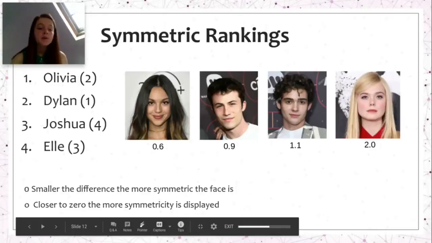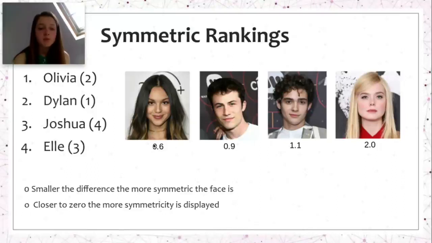After I calculated the differences for each of the faces, I was able to rank them from most symmetric to least symmetric. So most symmetric was Olivia with a 0.6 difference. Second symmetric was Dylan with a 0.9 symmetric difference. Third was Joshua with a 1.1 symmetric difference, and fourth was Ellie with a 2 symmetric difference.